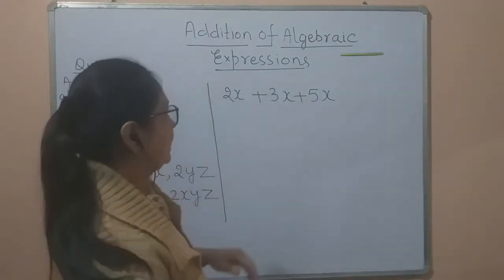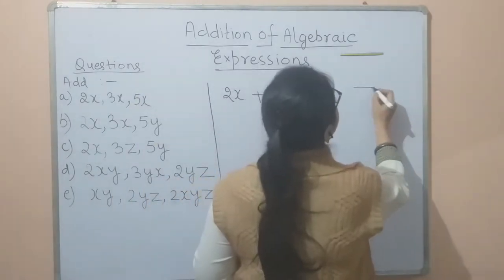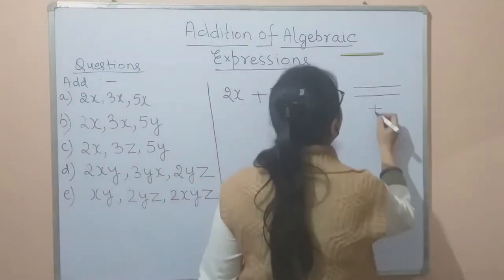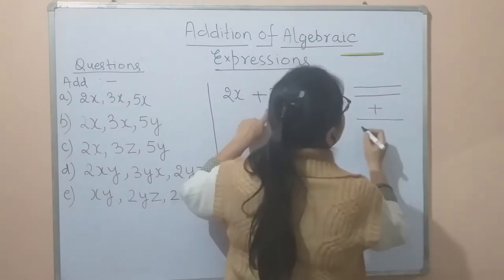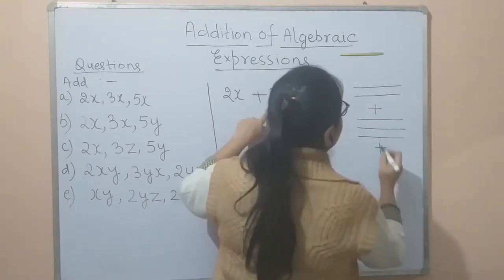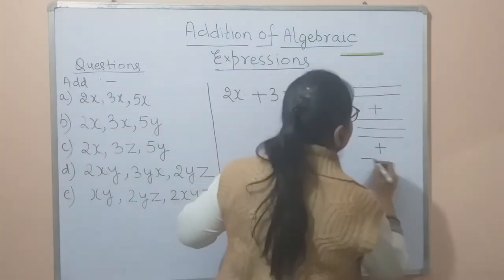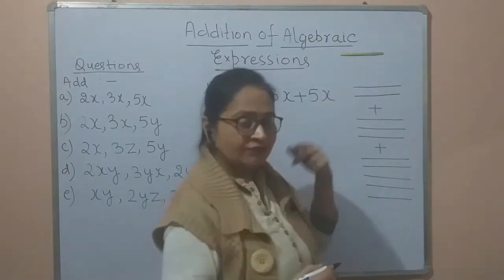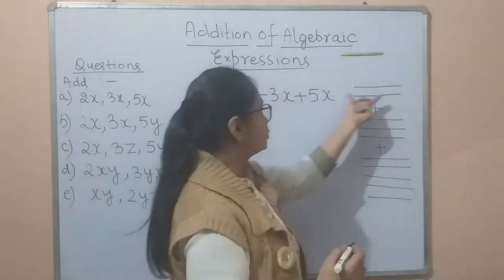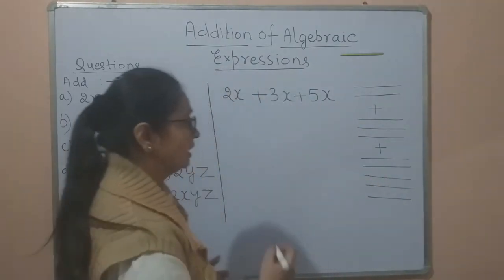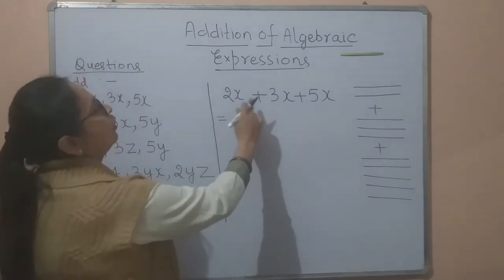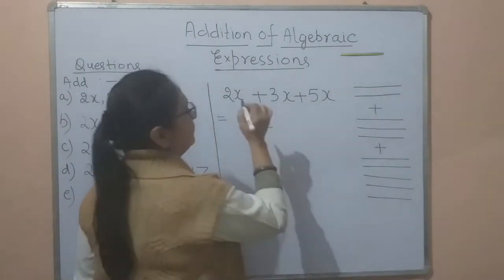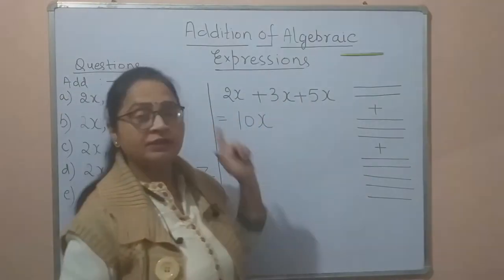If we consider this strip to be x, and we want to add 2x, it means we have two strips of this size, plus three more strips, one, two and three, and then we have to add five more strips, 1, 2, 3, 4, 5. Now suppose we have these strips and we add two strips, then three strips and five strips. How many strips are we going to get? We are going to get a total of 2 plus 3, 5, 5 plus 5, 10 strips. Alright, so this is the answer for the first one.